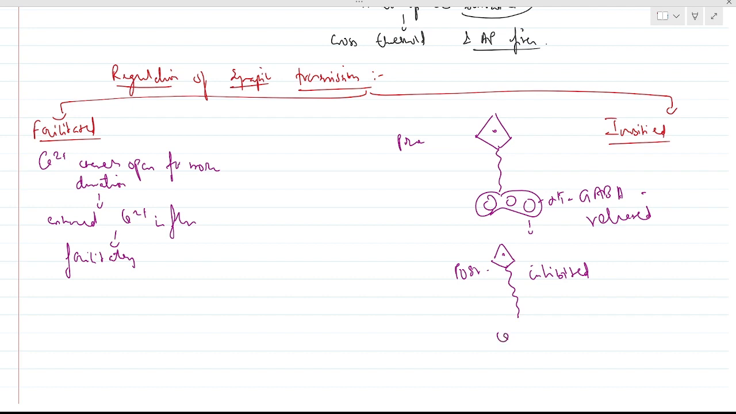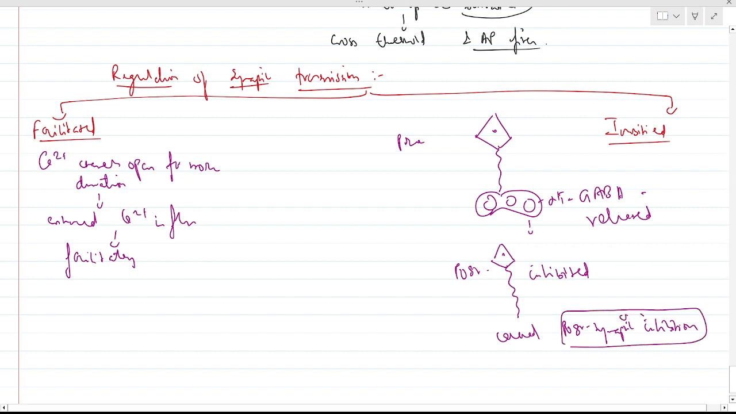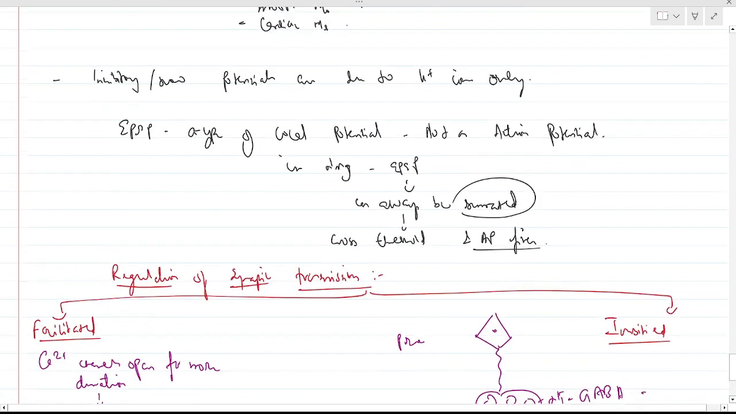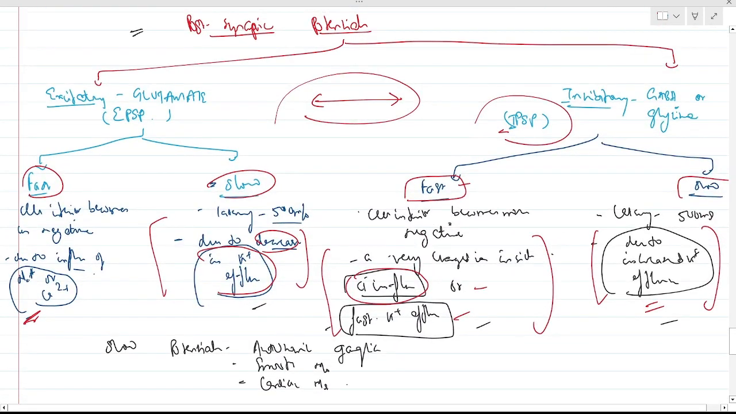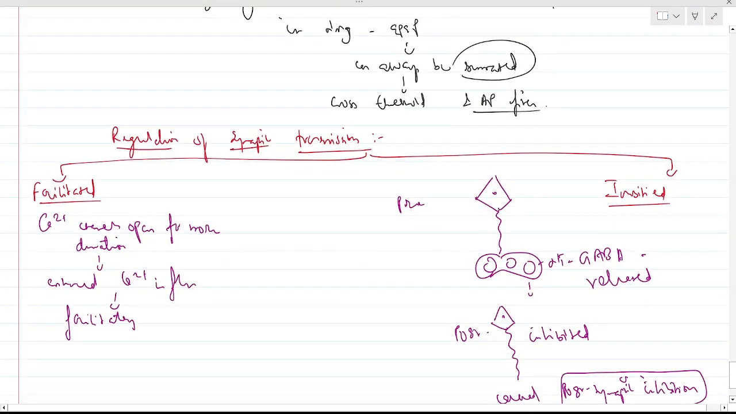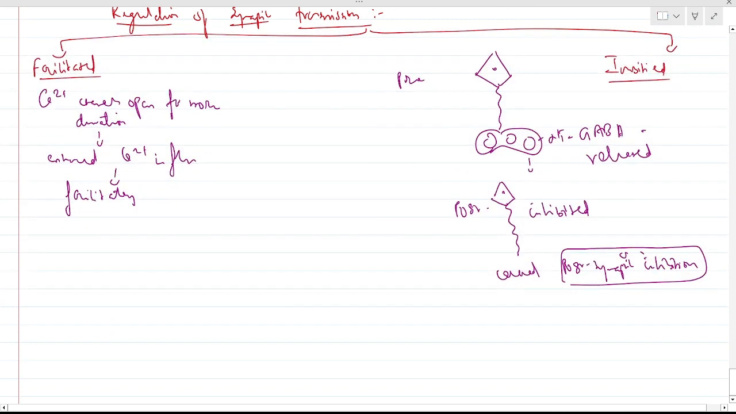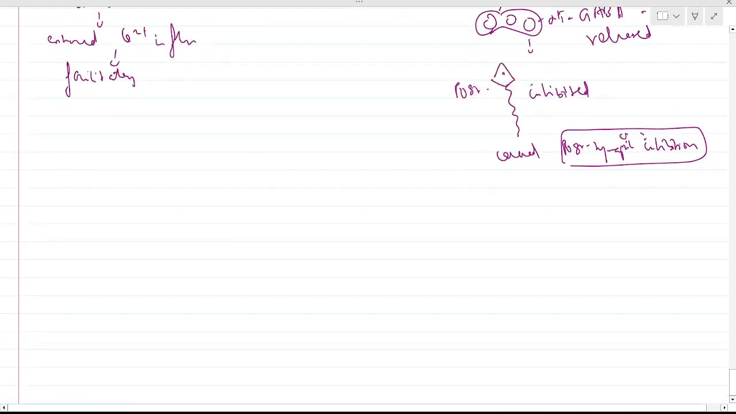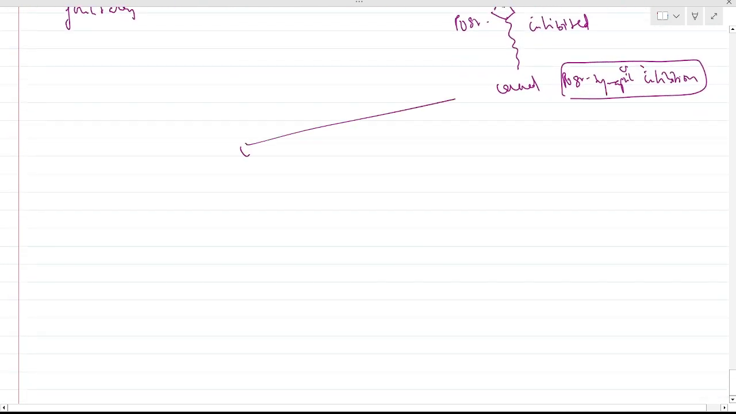This is called postsynaptic inhibition. The postsynaptic neuron is inhibited due to an inhibitory neurotransmitter such as GABA or glycine. We have seen the inhibitory is due to GABA or glycine, and excitatory is due to glutamate. Okay. Now moving on. This is our first type of inhibition. Now expanding on our inhibition, the second type.